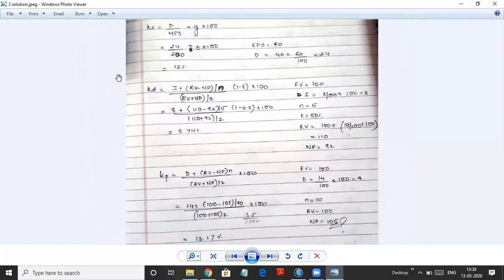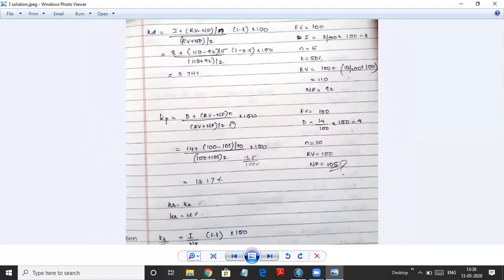So now KD is equal to I, 8 rupees, plus RV 110 minus NP 92 divided by 5 years, the whole divided by (110 plus 92) divided by 2, into (1 minus tax) into 100. You get it as 5.74%. Now cost of preference shares are also redeemable, after 10 years.